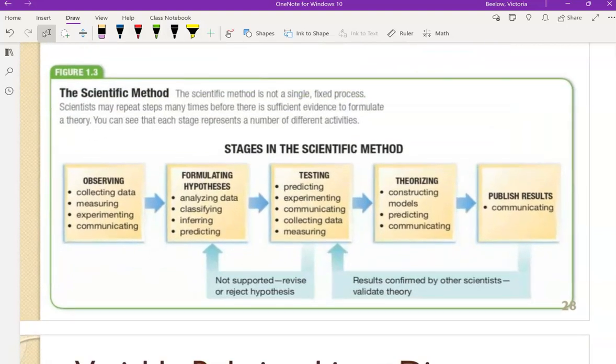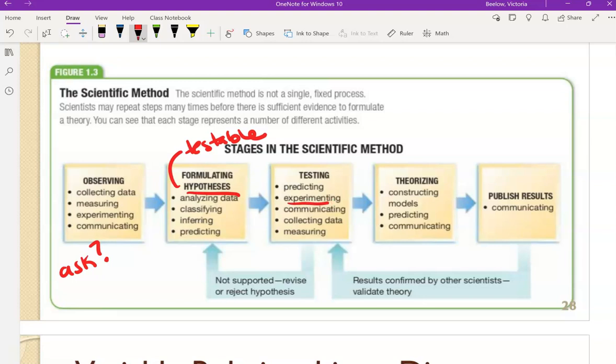And again, here's the big picture. We start with observing, collecting data, measuring, maybe asking questions. From there, hopefully we answer our question in the form of a hypothesis or hypotheses. And it has to be something that can be tested. So it's testable. It can be written as an if-then statement. If I do this, then this will happen. And then we test, we experiment.